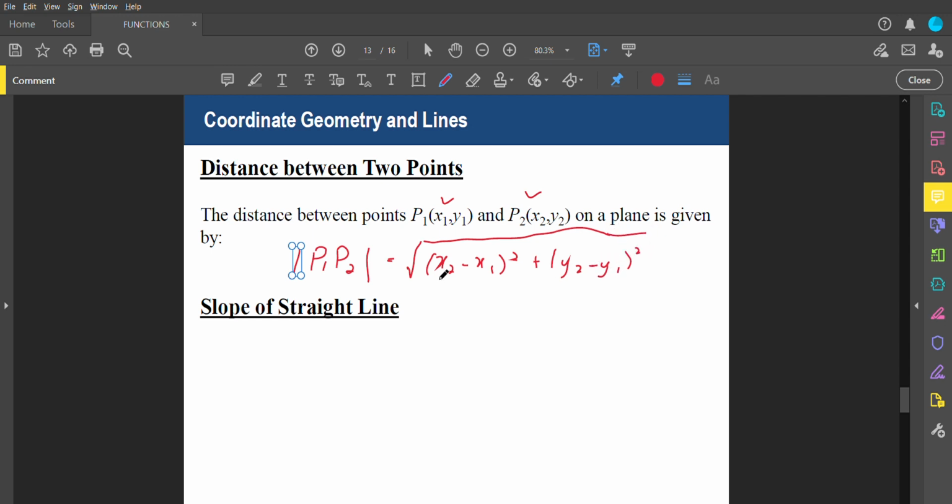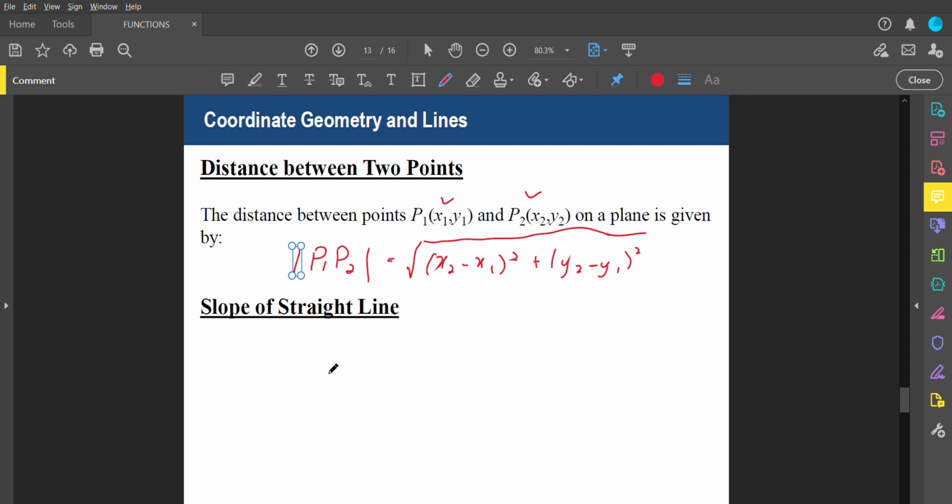It doesn't matter if you choose this point first. Maybe you want to do (x1 minus x2) squared plus (y1 minus y2) squared. We still give you the same value because it is squared and we give you a positive value to indicate the distance itself. Next, we have slope of a straight line.